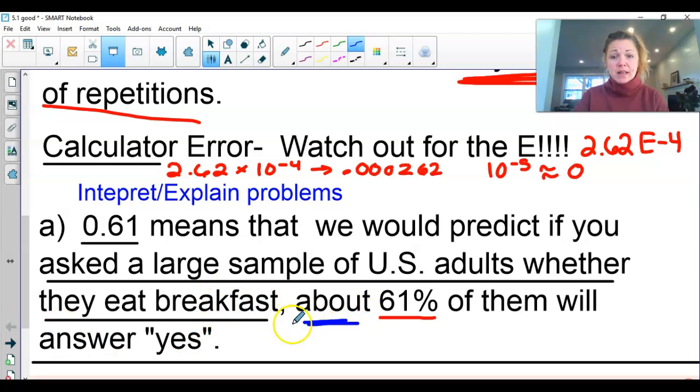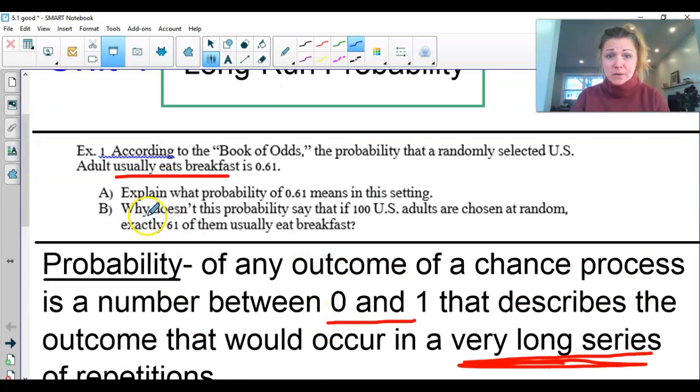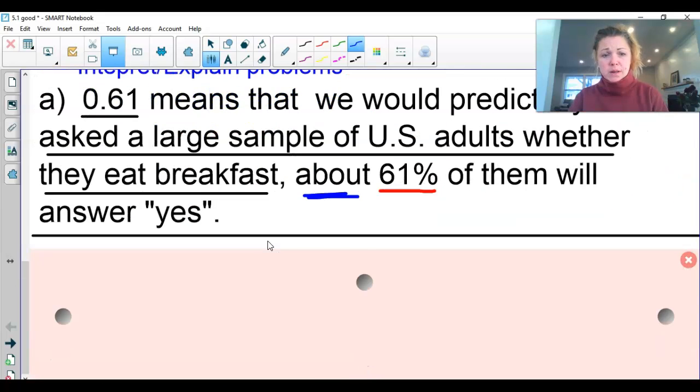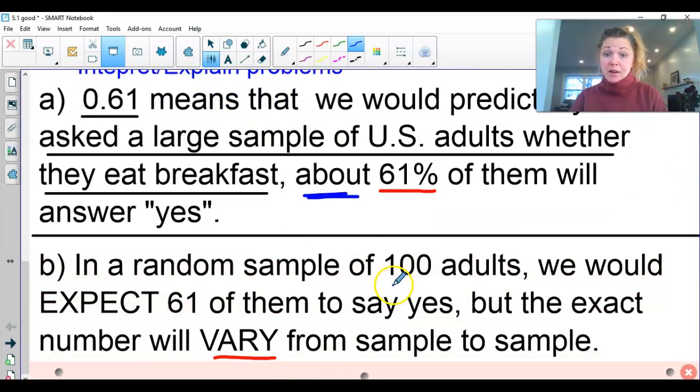And that's what this is also getting at. That also leads us to the next question. Why does this probability not say that if 100 US adults are chosen at random, exactly 61 of them will usually eat breakfast? Just like what I said with flipping a coin, there's variation in statistics. When things happen, there's variation. So how would I answer this question? I would say in a random sample of 100 adults, we would expect 61 of them to say yes, but the exact number will vary from sample to sample. Again, variation in statistics.